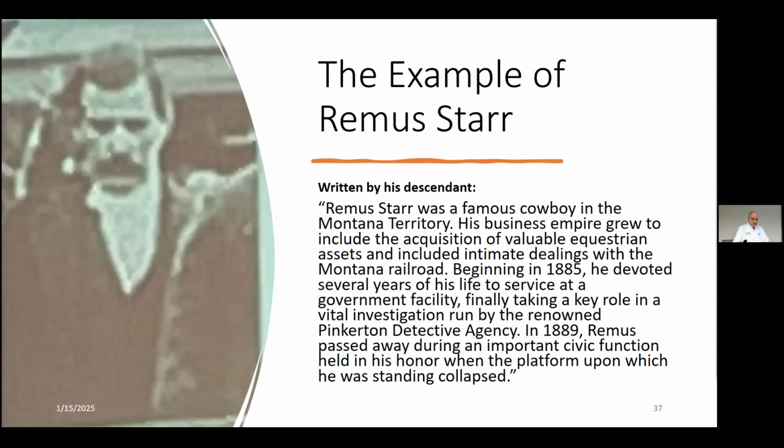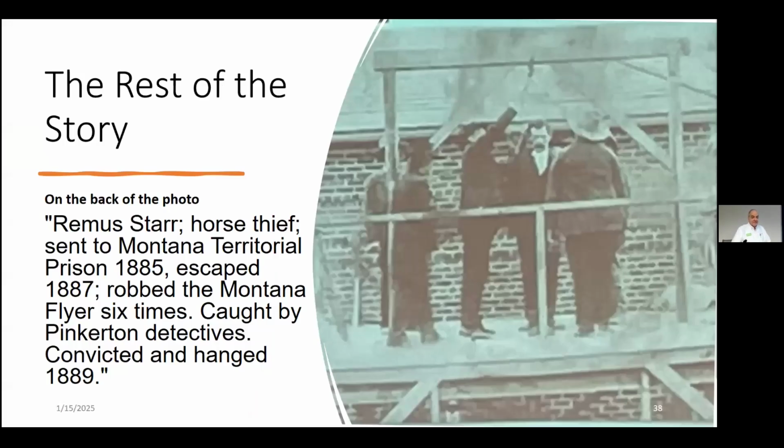He was... Oh, no. Dead end. Yeah, bad end. He was at his platform and it collapsed. He was hung. That picture is a crop of the only picture of him. And that's it. Oh, gee. He was a horse thief. He was a train robber. So you can spin anything. So be careful of that.